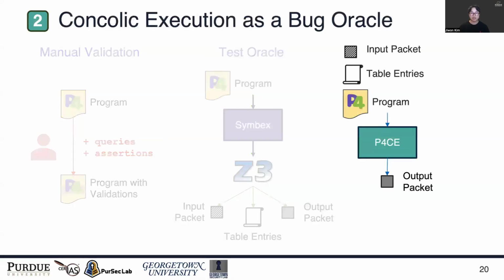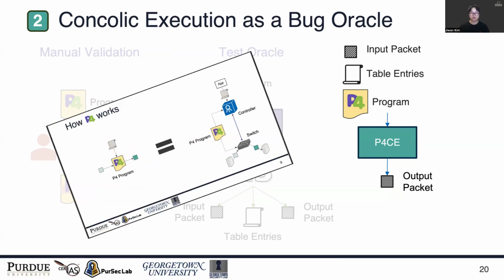Instead, we implemented a P4 concurrent execution, P4CE. By reading an input packet and table entries, P4CE can execute each statement in P4 with these given values, then calculate an expected output packet. By comparing this output value with the actual behavior of the P4 infrastructure, we can detect discrepancies between them. At a high level, the P4 program should be identical to the P4 infrastructure, allowing us to detect such discrepancies as bugs.